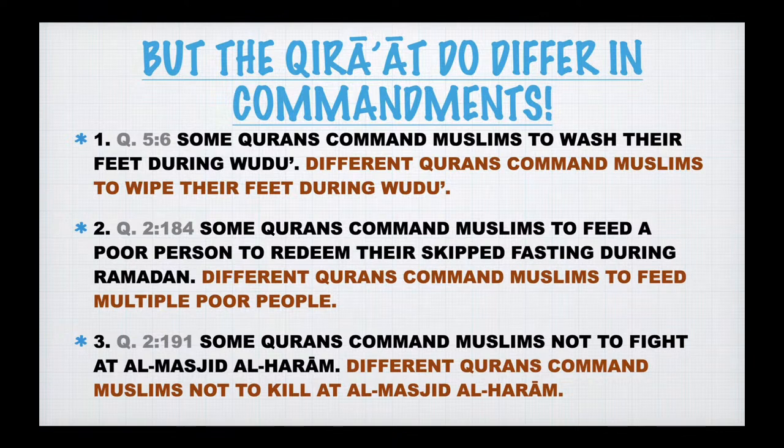So we're going to just summarize them here, and then we have slides for each one, so we'll get into them in greater detail. But in short, here's the 3. Chapter 5 verse 6: some Qur'ans command Muslims to wash their feet during wudu, which is their ritual purification. And this is actually a difference between Sunnis and Shia. Different Qur'ans command Muslims to wipe their feet during wudu.